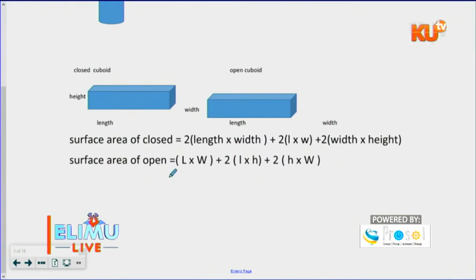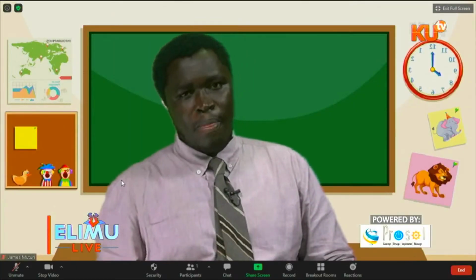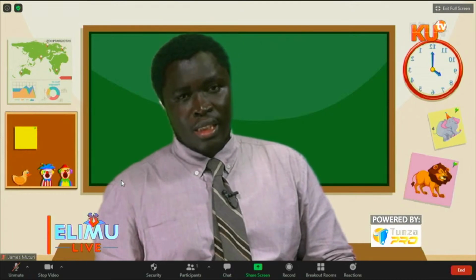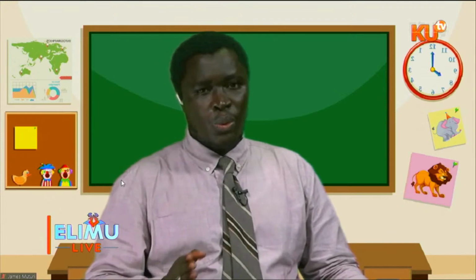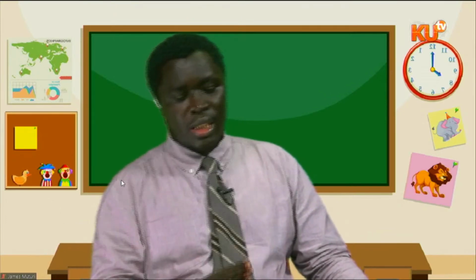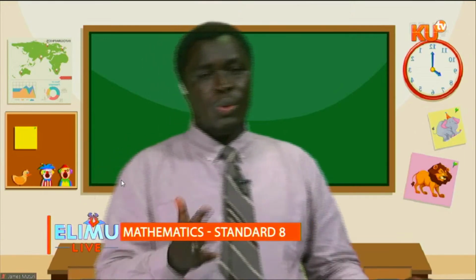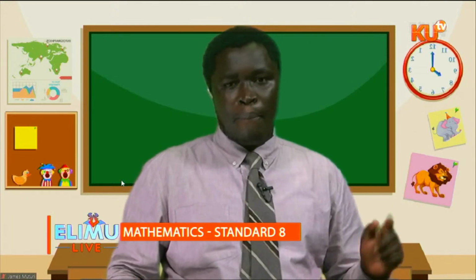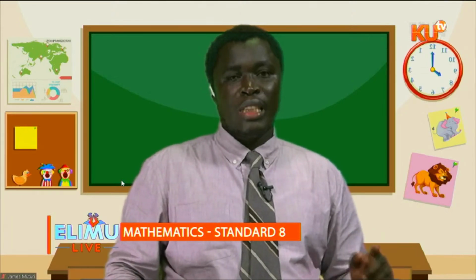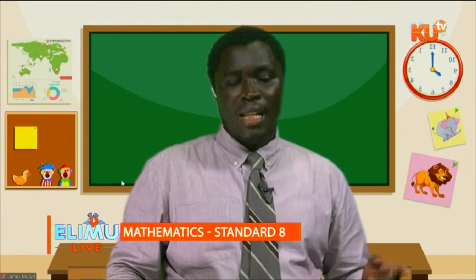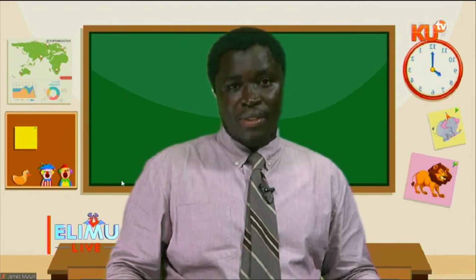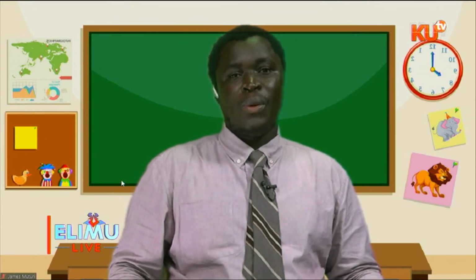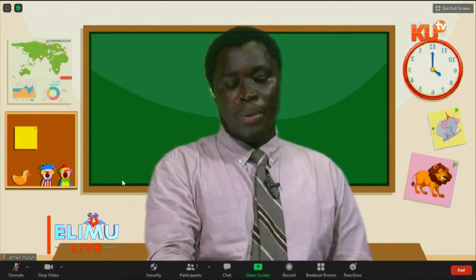Open cuboid. I've said be very keen on the face that is open. After you've realized the face that is open, you'll continue with the formula as it flows. In our case here, it was the top. So we say surface area is equal to length times width, bracket, plus 2 into length times height, plus 2 into width times height, because we identified the face that is open and we've used the formula appropriately.